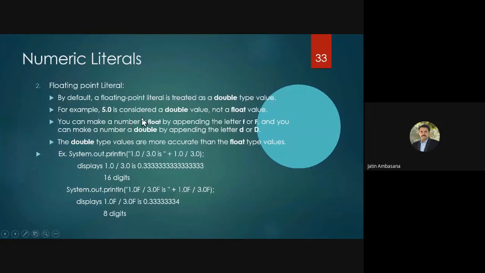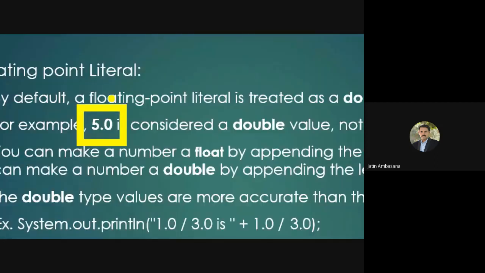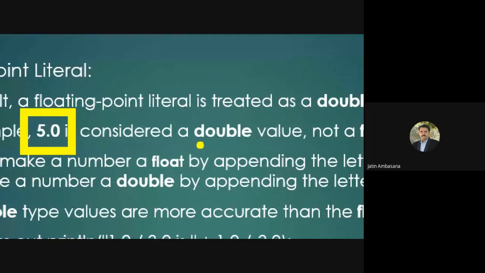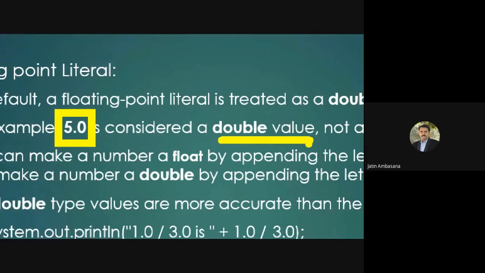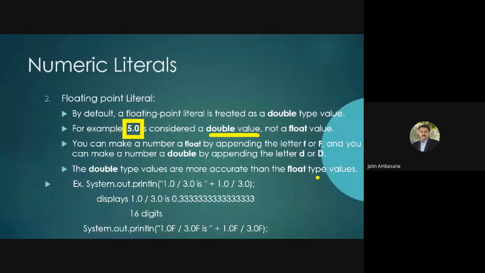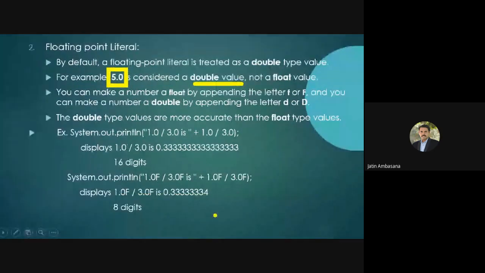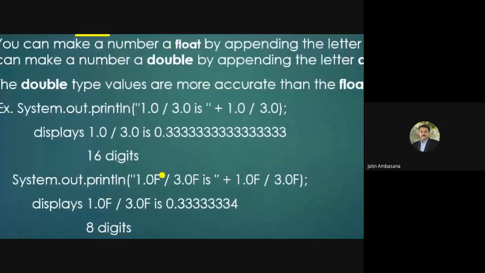And we have also already seen floating point literals, and we know that by default in Java, any number with a decimal point is considered a double literal. So this 5.0 is considered a double value and not a float value. So if you want to assign it to a floating point number, you will have to append the letter f. So check this out. When you say 1.0 divided by 1.3, see here we have said it in a string, so it will be printed as a string only.